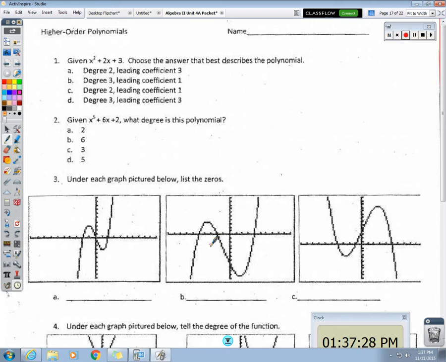Raise your hand if you think it's degree 2. Page 12, number 1. Raise your hand if you think that trinomial is degree 2. Raise your hand if you think it's degree 3. How come you didn't raise your hands except for 2 of you? Okay, well, let's look at it for a second.